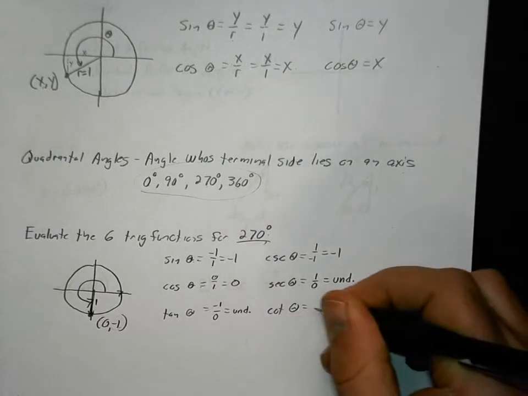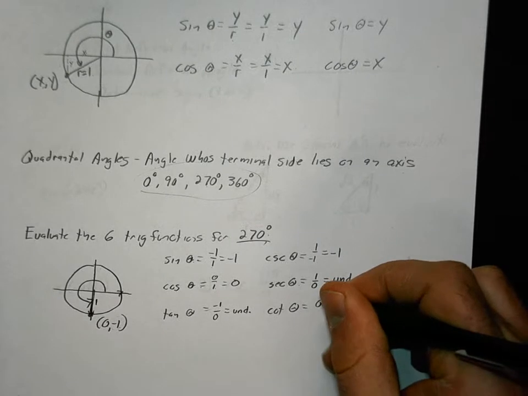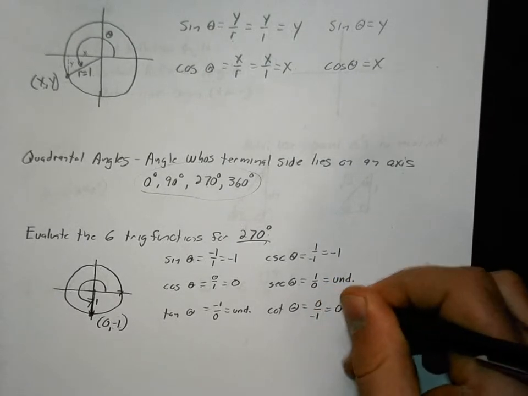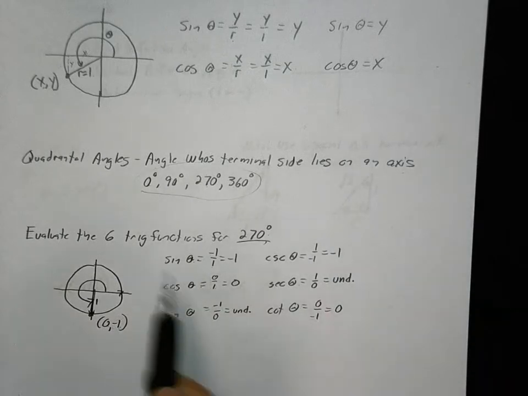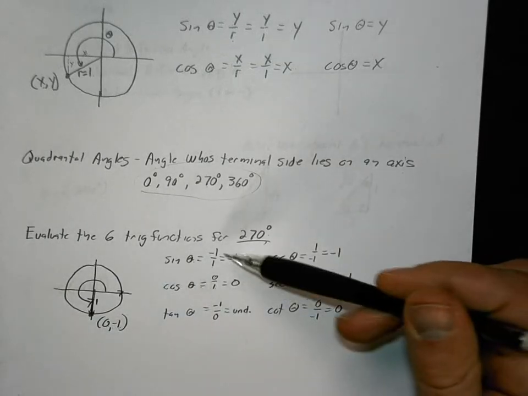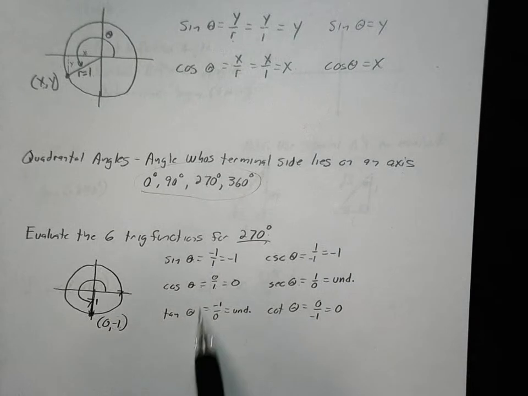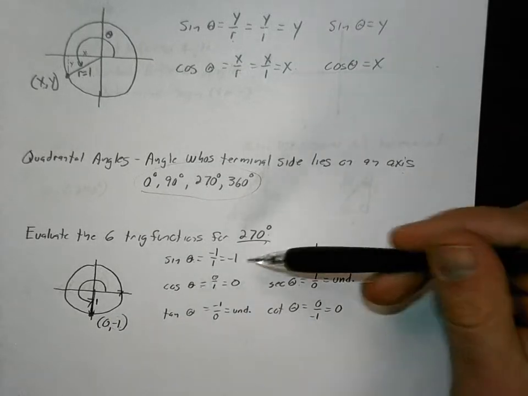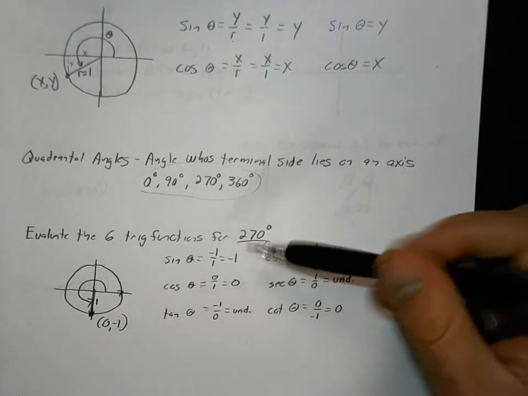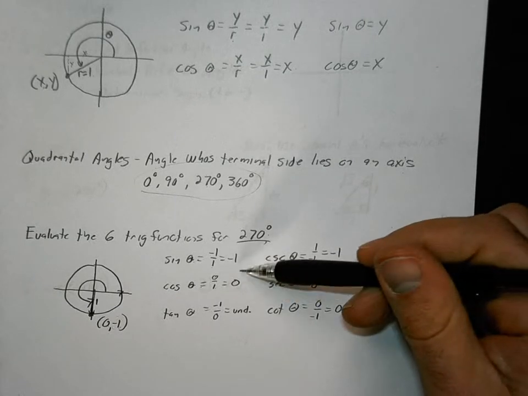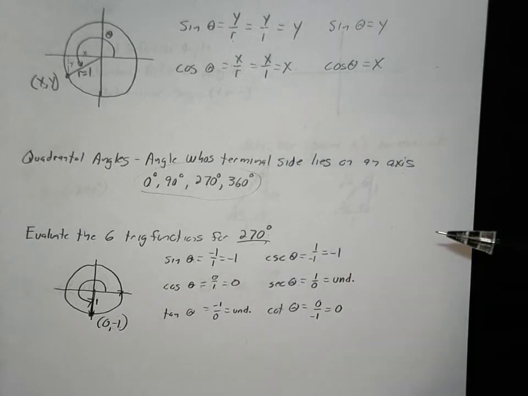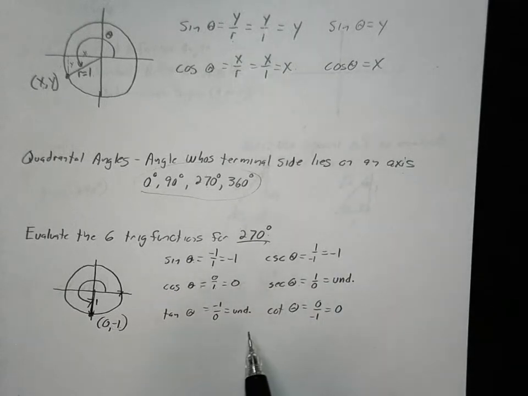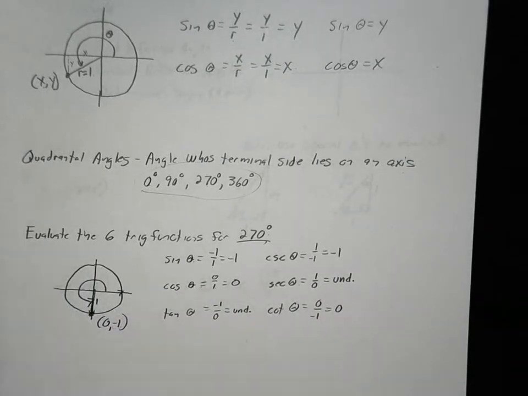And cotangent is the reciprocal of tangent, 0 over -1. That's 0. Okay, we can't divide by 0. So in quadrantal angles, we have to consider these definitions and decide whether they are defined. The answers here are either 1, -1, 0 or undefined every time.